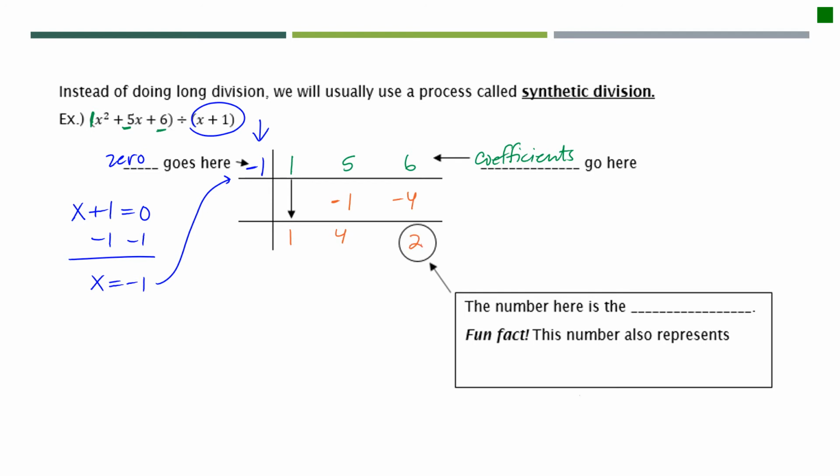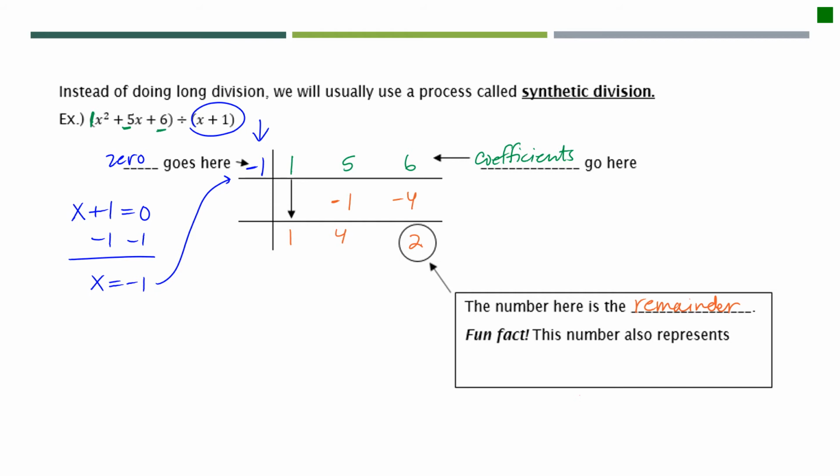So once you drop down that first number, you multiply, add until you run out of numbers. This last number, that 2 there, that is your remainder. And a fun fact is that this number will also represent your zeros, or your x-intercept, if it's a solution. So that number will always, it's not your solution. It's what you would get if you plugged that root into your equation.